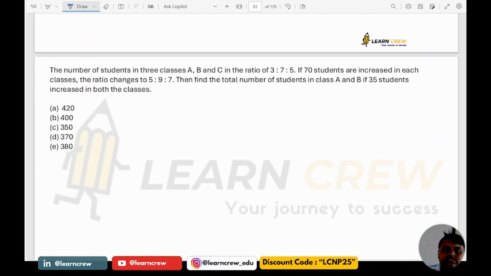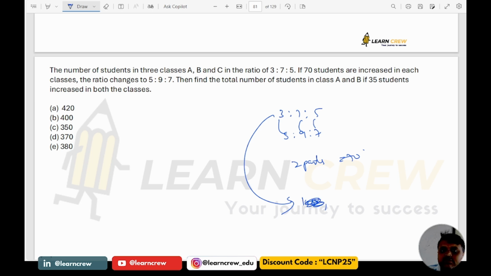The number of students in 3 classes A, B and C are in the ratio 3:7:5. If 70 students are increased in each, then the ratio becomes 5:9:7. So 3:7:5 becomes 5:9:7, each increased by 2 parts because of 70. Then find the total number of students in class A and B if 35 students are increased in both the classes. If 2 parts is 70, 1 part is 35.